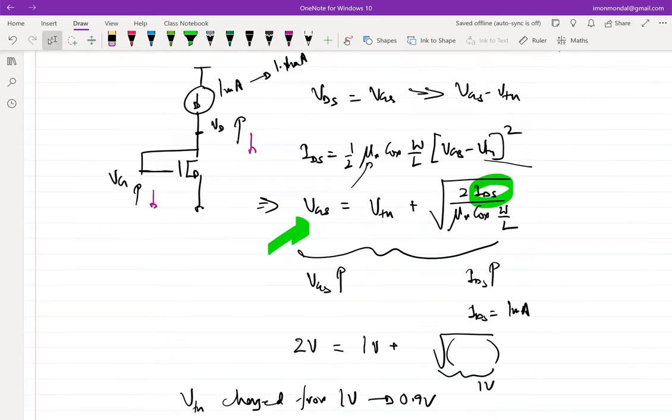But what happens here? The VGS adjusts itself in order to ensure that we always stay in saturation. So in this case, your VTH decreases, and VGS will automatically decrease. It will adjust itself. Okay, make sense? Great. Any questions on anything that we have talked about?